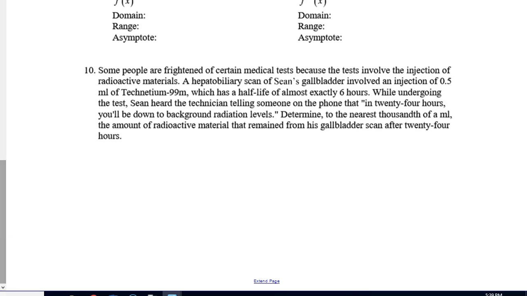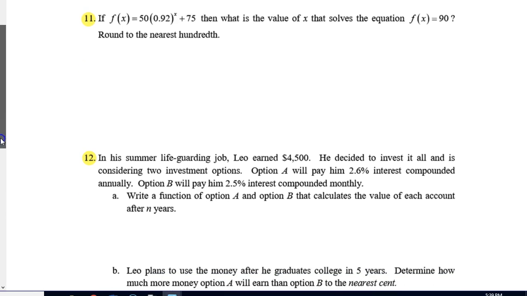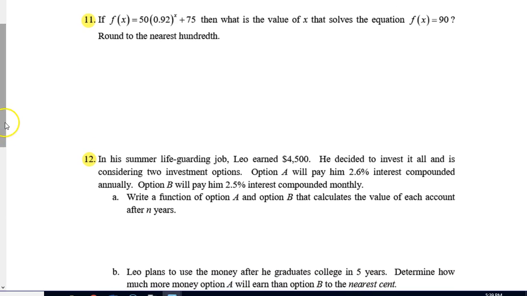Okay, nothing more on that page. Next question we'll look at is number 11. So this question, why don't you read through it and see what's asked for you and play the recording when you're ready.